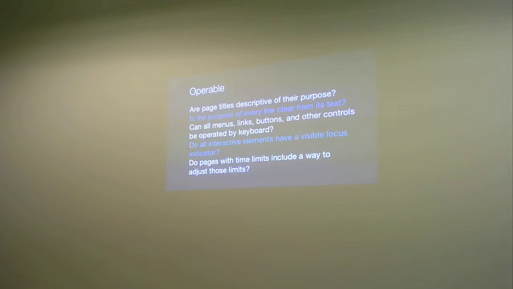Or if users can't determine the purpose of the link, blind users, again, often access lists of links without the context around them, so it makes it doubly difficult. So these are just further examples.